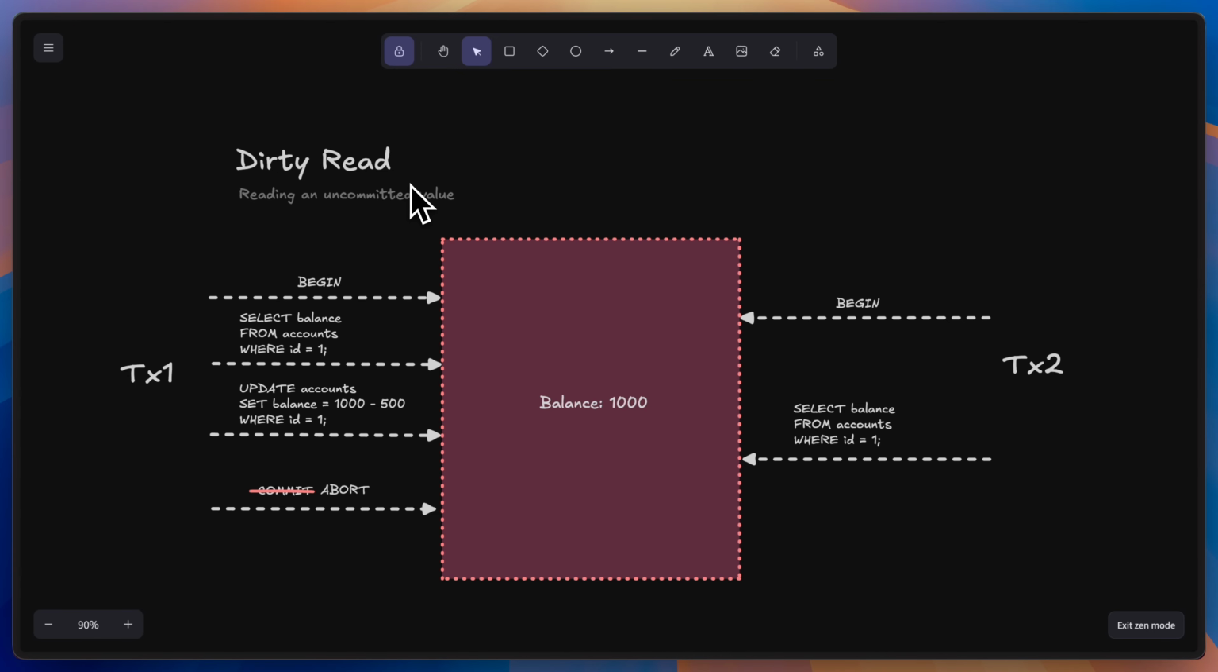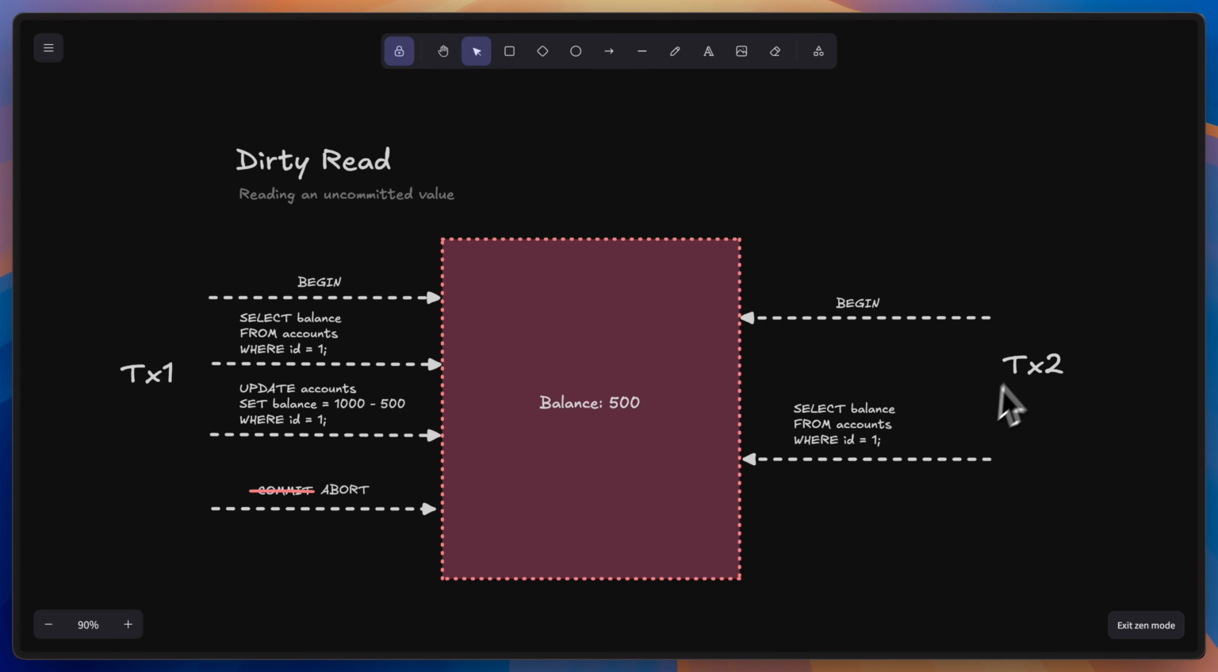Now let's start with the dirty read problem. Assume that there are two people who belong to the same family and they are using the same bank account. Currently they have $1,000 in the bank and they are trying to purchase some product at the same time. TX1 will first read the balance available in the bank account, and it gets the answer 1,000. Then it will try to purchase some product. Let's say the product costs $500, so we update the bank balance: 1,000 minus 500, so the balance becomes 500.